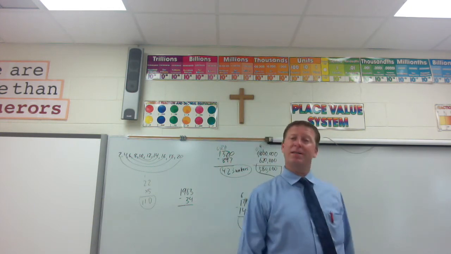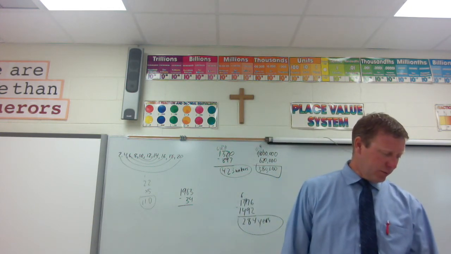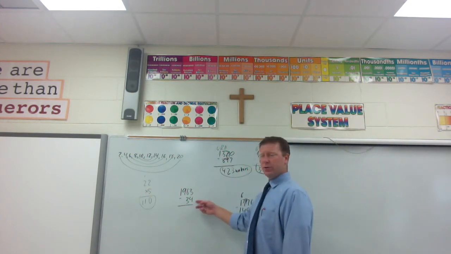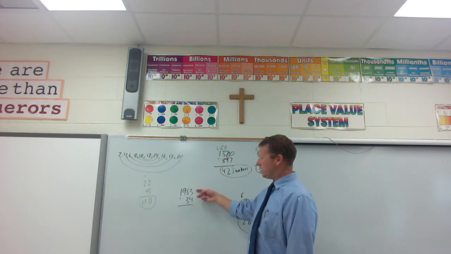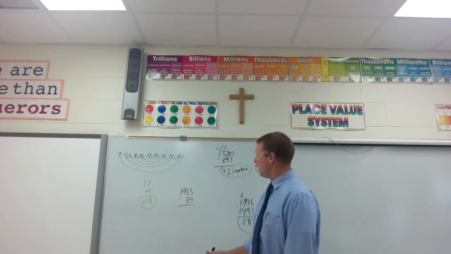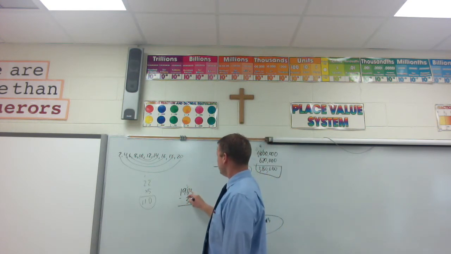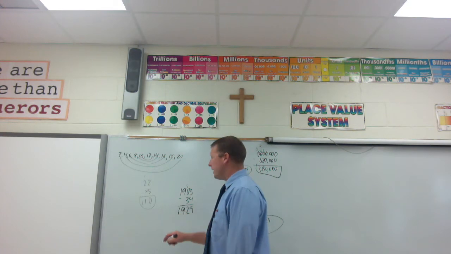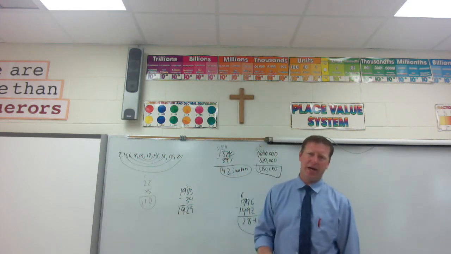Example number 4 is another way we can do problems. It says Dr. Martin Luther King Jr. was 34 years old in 1963 when he delivered his famous I Have a Dream speech. In what year was he born? Well, I knew he was 34 years old when he gave it. I knew he gave it in 63, so I need to subtract to figure out when he was born. 13 minus 4 is 9, 5 minus 3 is 2, 9 minus nothing is 9, 1 minus nothing is 1. He was born in 1929.